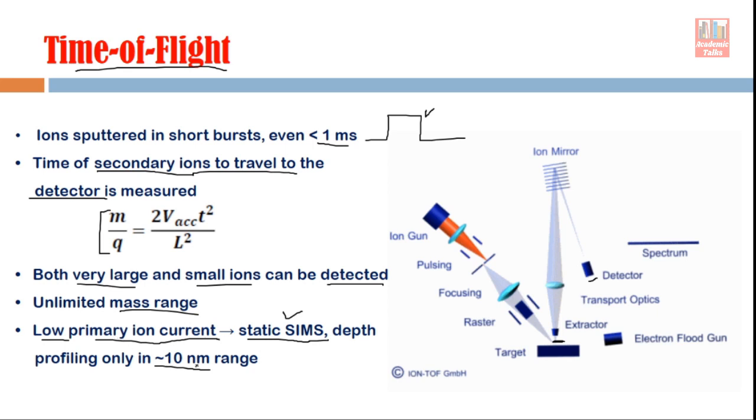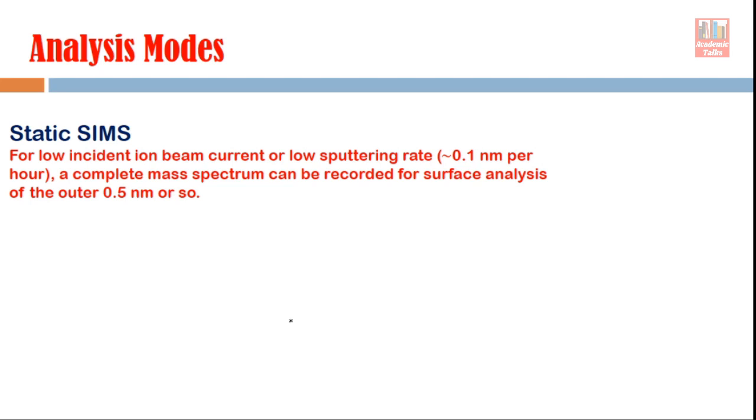For depth profiling, we need large current, but the low current is advantageous as far as static SIMS is concerned. So now we understand the basic components which are part of the SIMS instrument. Now we go to the other points. Now, for example, let's talk about the analysis mode. Three kinds of analysis modes are possible in case of SIMS. One is static SIMS. Just in the earlier slide, we were talking about it.